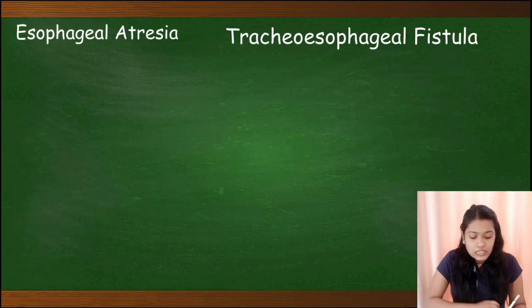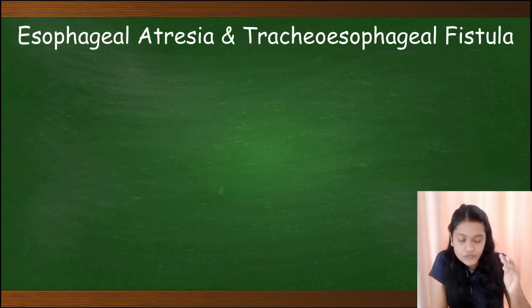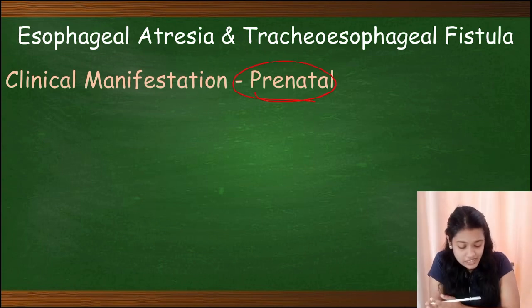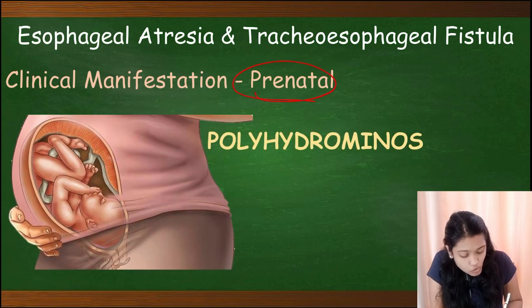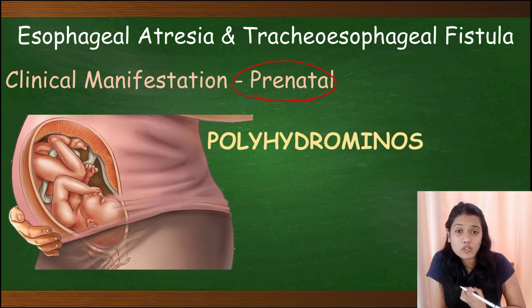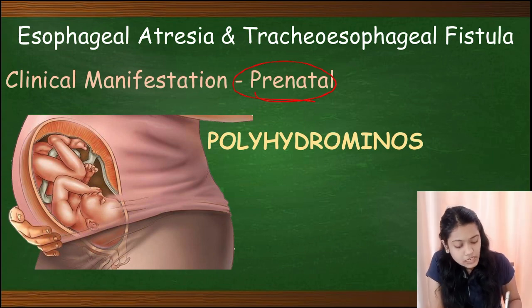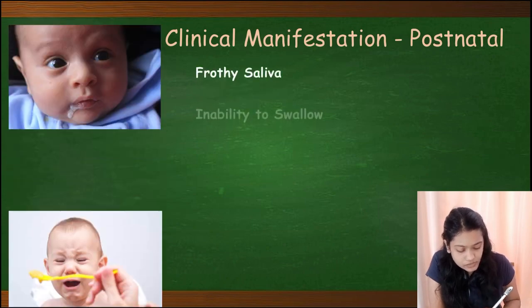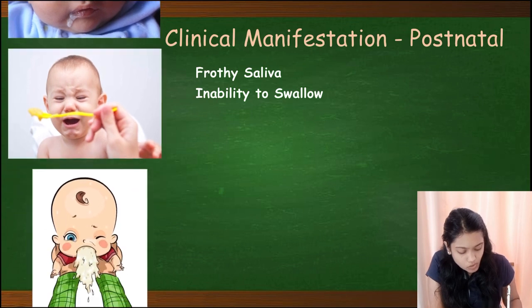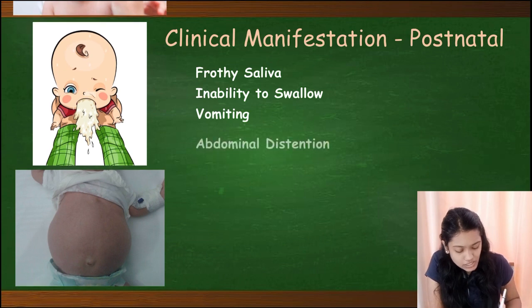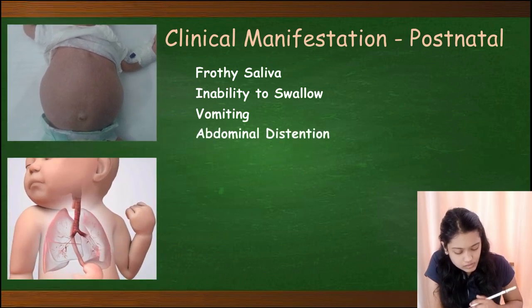Now, esophageal atresia and tracheoesophageal fistula have some clinical manifestations. Let's go through the prenatal ones first. The prenatal clinical manifestation is polyhydramnios. Polyhydramnios occurs when the fetus does not swallow enough amniotic fluid. Now the postnatal ones: frothy saliva, inability to swallow, vomiting, abdominal distension, and respiratory distress.